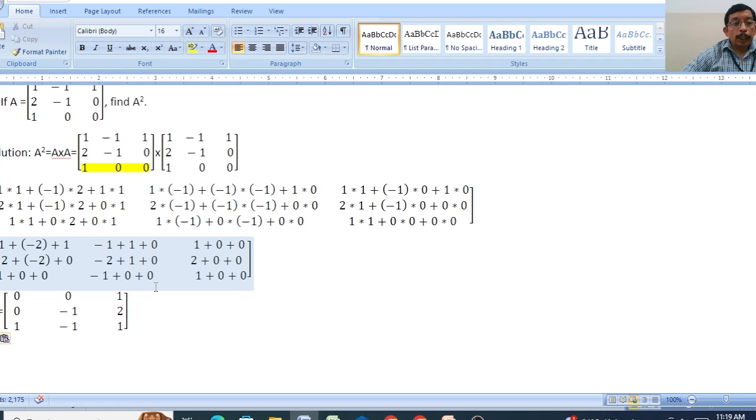So first we check that the number of columns equals the number of rows, and it is equal. Then we multiply one by one each column, and we get the multiplication of each column by each row. After then the addition and subtraction, we get the value of A square. It is clear, everyone? Okay, students.